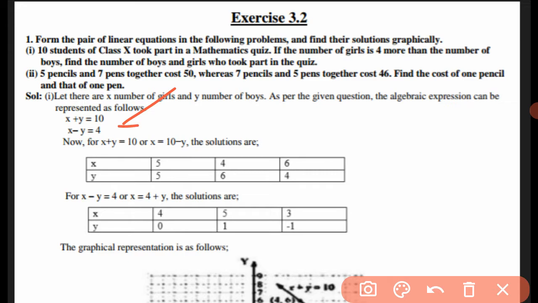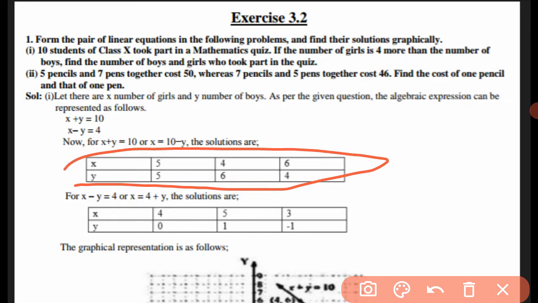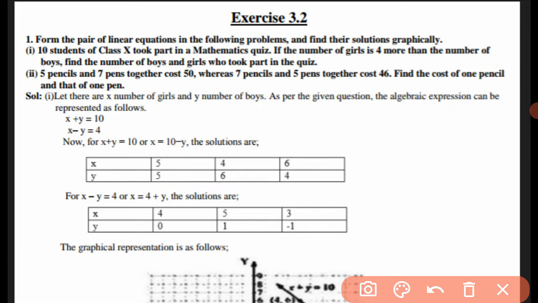With the help of these two equations we can make this table, from the first equation and from the second equation. So here when x equals 5, y is also equal to 5; x equals 4, y equals 6; and when x equals 6, y equals 4. So these are solutions. And in the second case also we have the solutions 4, 0, then 5, 1 and 3, minus 1.